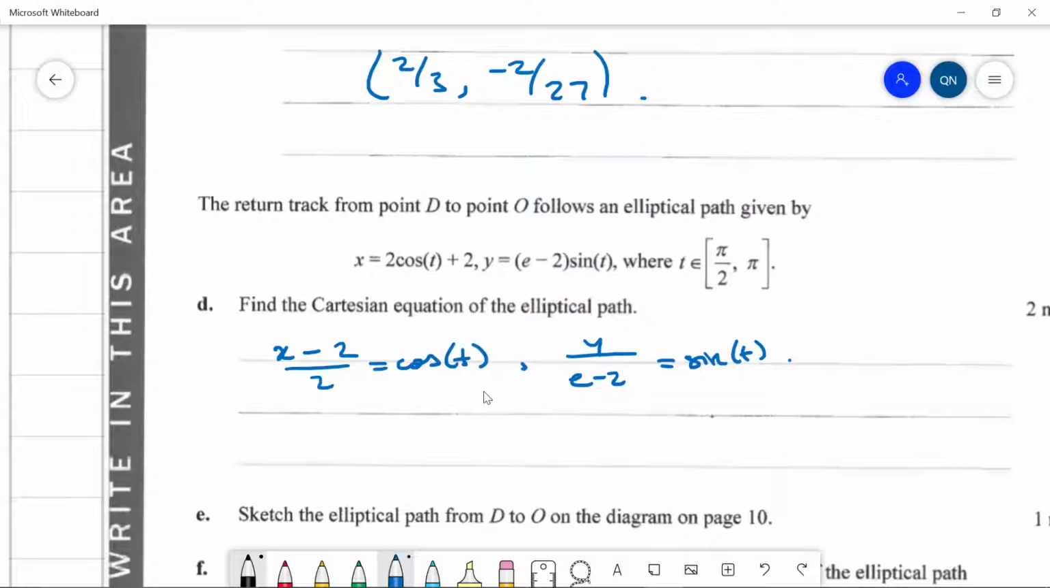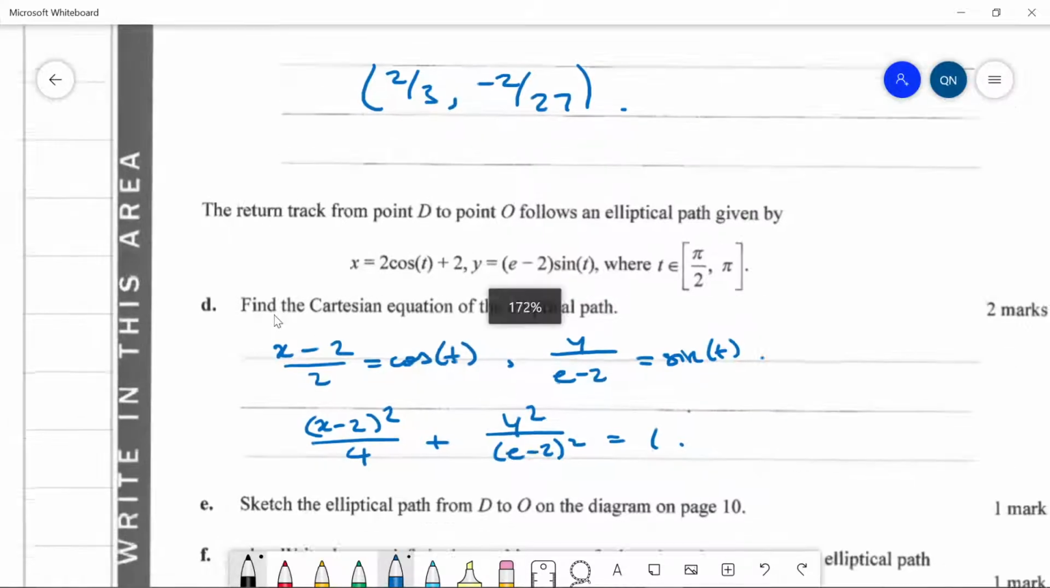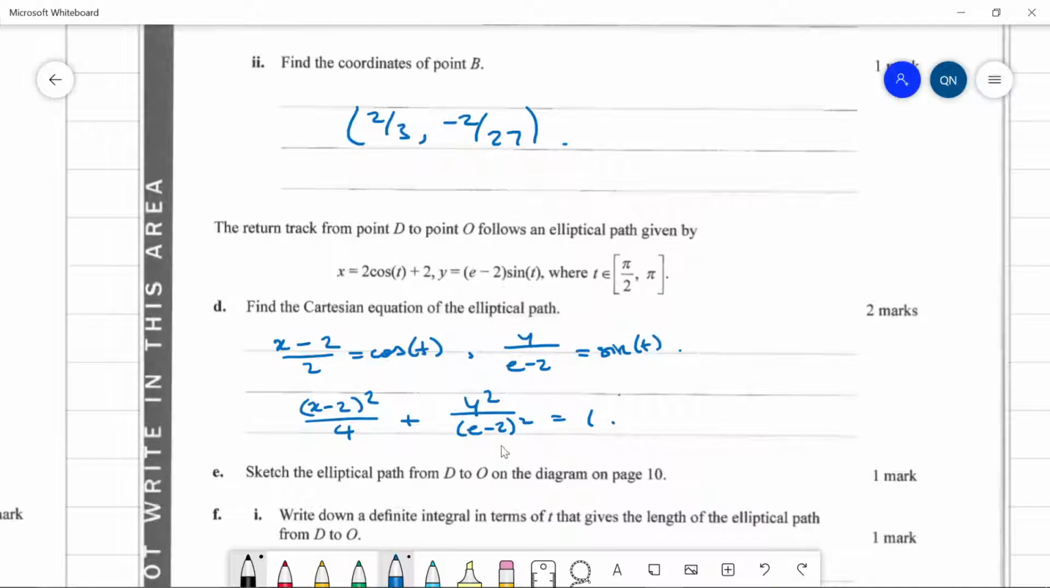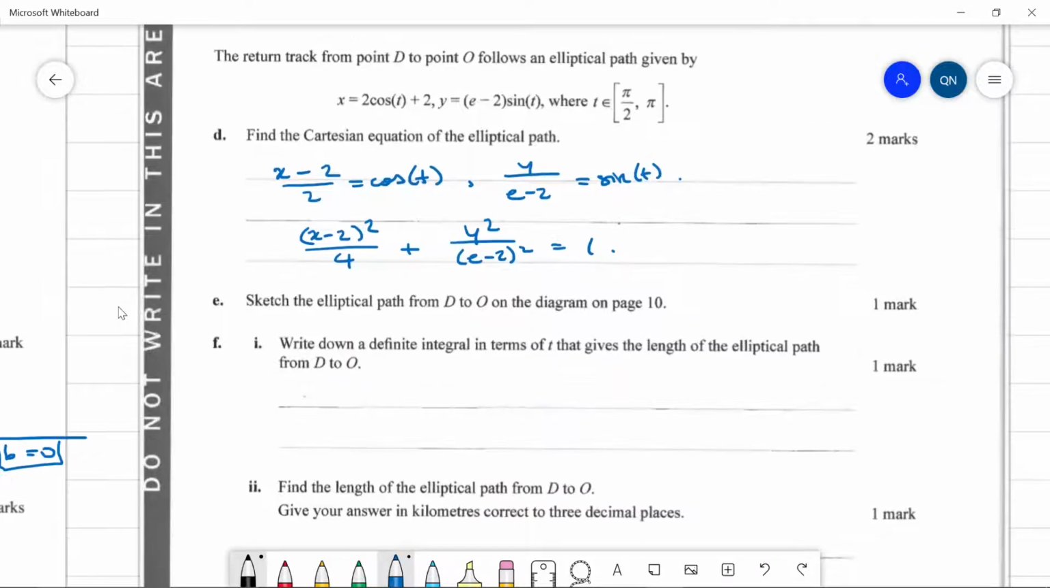That gives you 1. So we have (x minus 2) over 2, squared. We could probably write it as (x minus 2) squared over 4, and then plus y squared over (e minus 2) squared, which I'm not going to expand out, and this is equal to 1. I don't know if you want to cross multiply, but that's probably as simple as it gets there.